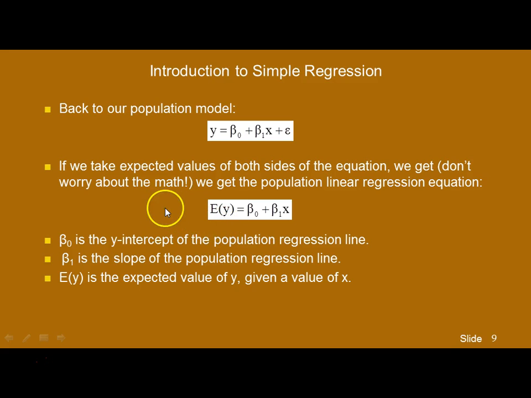Another way of understanding this is, let's go back to our population model for a moment. Given a value of x, there's an entire distribution of y values that we could get. We're going to be interested in the mean of those y values. For any value of x, there's a distribution of y's that has some mean. And that's where we get this second equation, which we will call the population linear regression equation. E of y equals beta 0 plus beta 1x. Again, you might recognize that just as the equation of a straight line, where the intercept term is beta 0 and the slope term is beta 1.